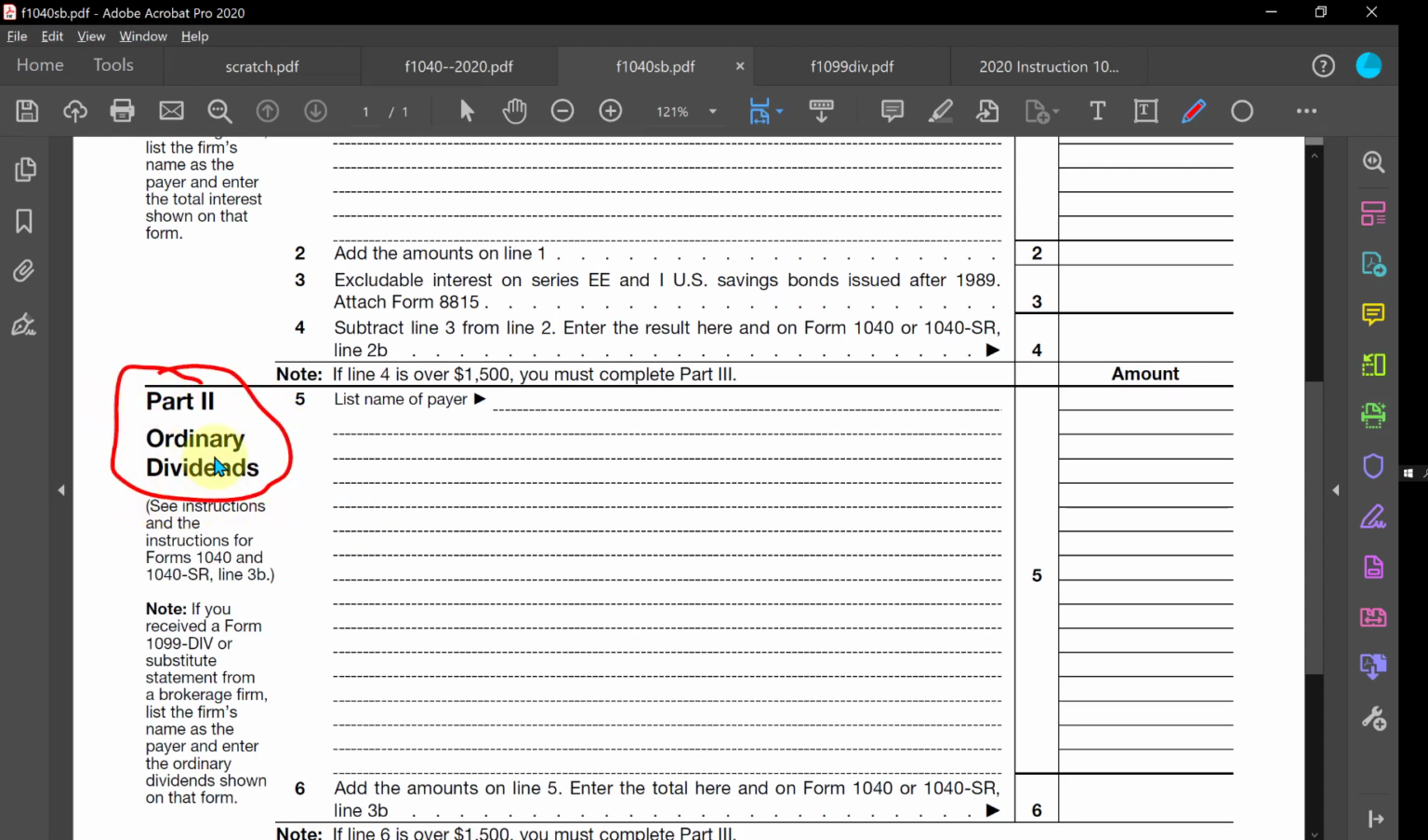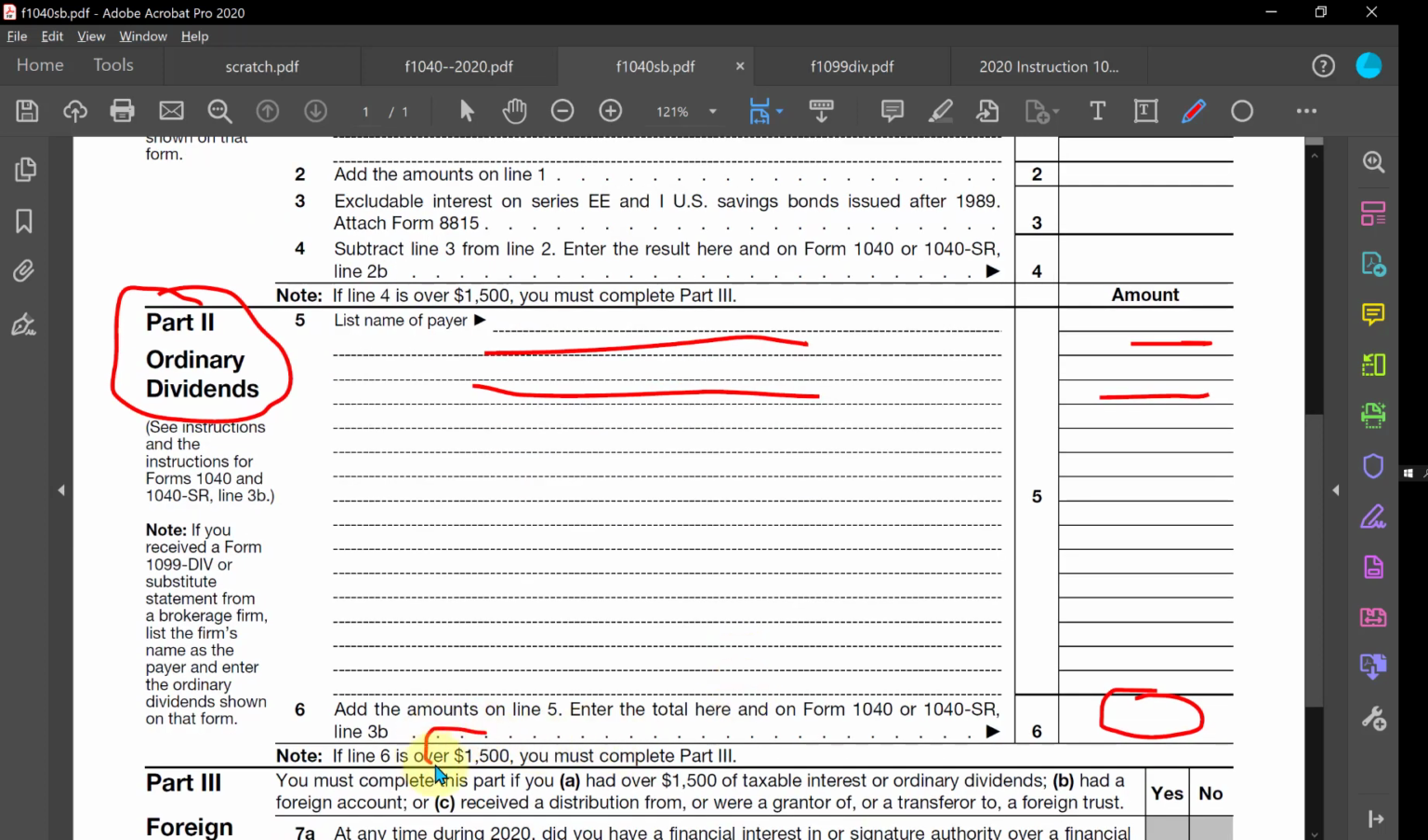Keep in mind, again, included in ordinary is the qualified dividends. So you write the name of the corporation and then the dollar amount. Yeah, the name of the corporation paying the ordinary dividend and the dollar amount. And you take a total over here. Again, if it exceeds $1,500, you need to do the Schedule B. Otherwise, you just take the total and just rewrite it back on the 1040 form without the Schedule B.